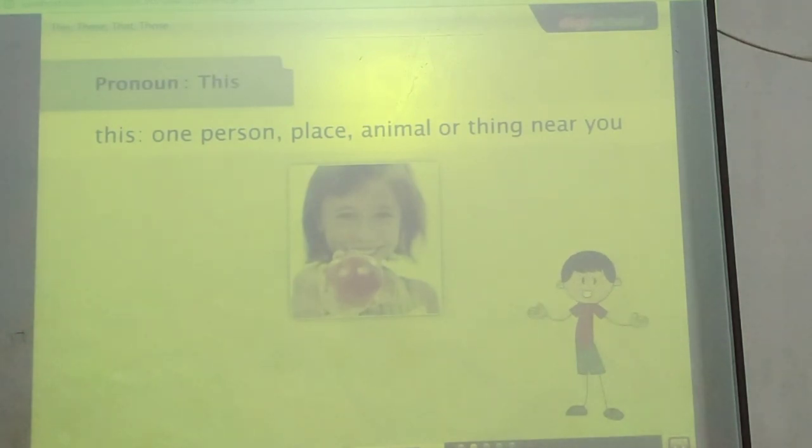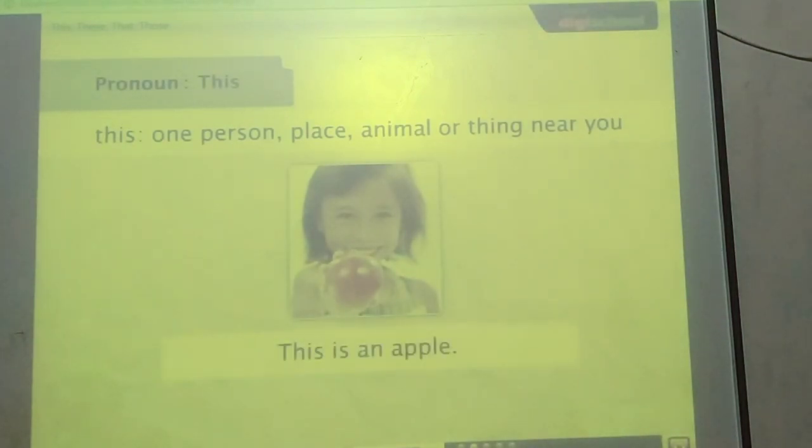Look at the picture. The girl is showing one apple that's near her. So she would say, this is an apple. Here, this is a pronoun used to show the noun apple.